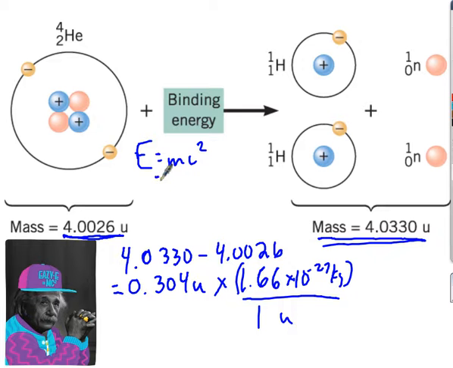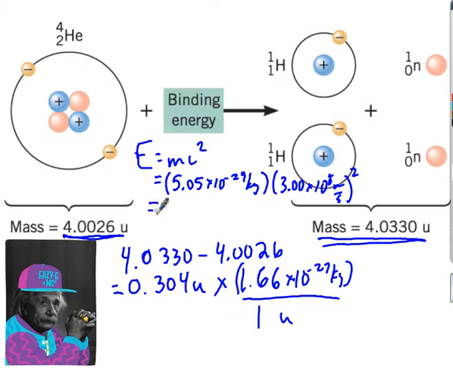If I go to this equation now, E equals mc squared, I can take that difference in mass in kilograms, 5.05 times 10 to the negative 29 kilograms. It's multiplied by the speed of light squared. So that's going to be a very large number. So I end up getting 4.54 times 10 to the negative 12 joules.